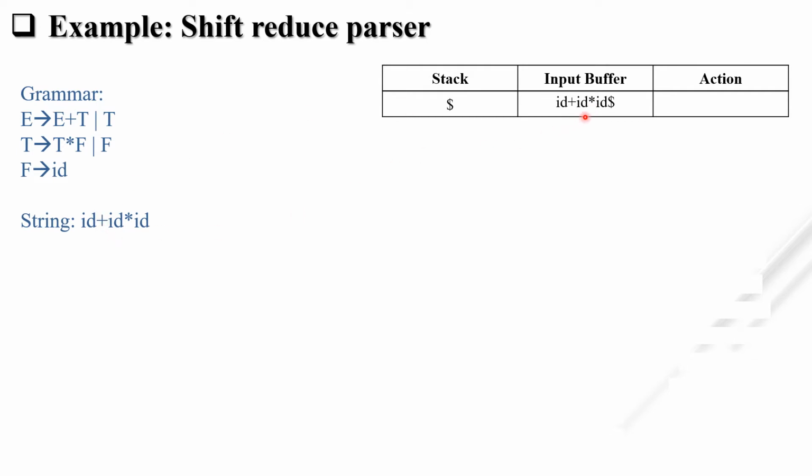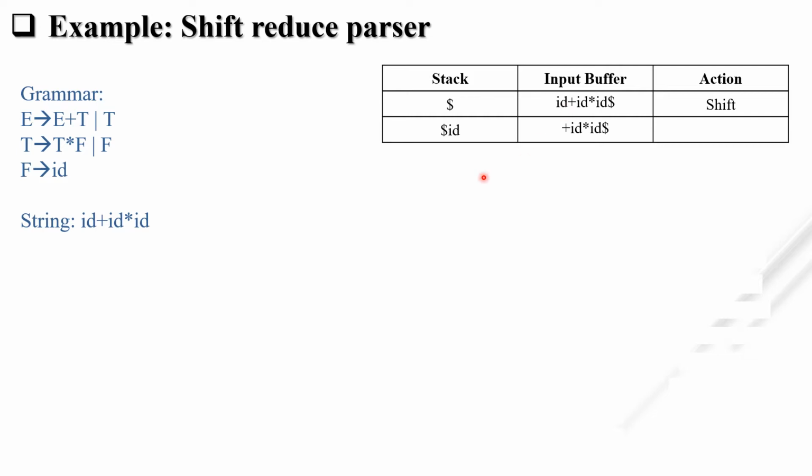So which action do we perform first? We have to perform the shift operation first. So we shift. This is our target, on the top of the stack. Sorry, this is in our input buffer first. We are going from left to right, so we have to shift this ID into the stack. So we shift ID in the stack. Then what will remain in the input buffer? Plus ID into ID $.